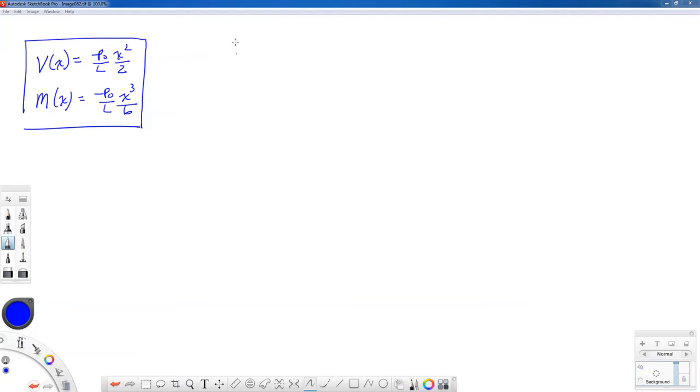Okay, so if I want to plot my internal shearing force with respect to x, then as I increase from 0 to L, I have a quadratic relationship. It curves down. And at the end of the beam, I'm down here, and the value of this point is going to be equal to minus P naught over L times L squared over 2, which is equal to minus P naught L over 2.